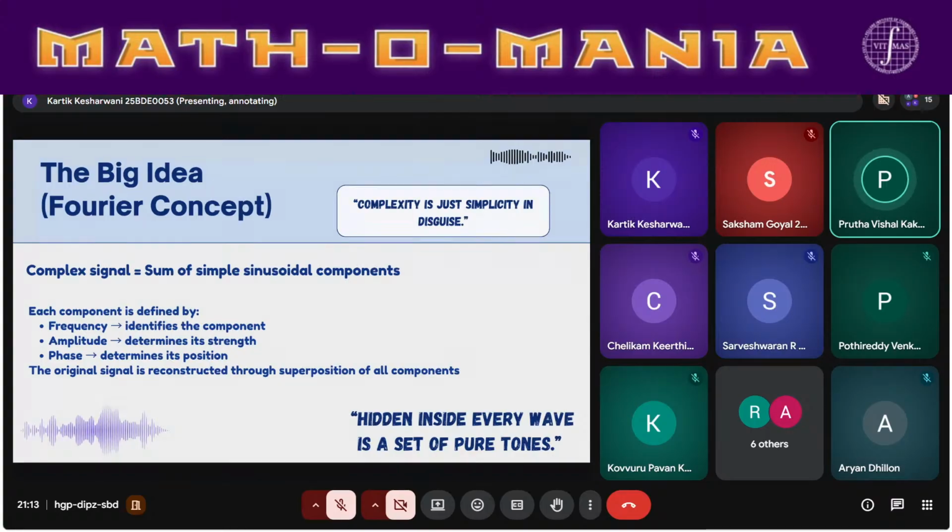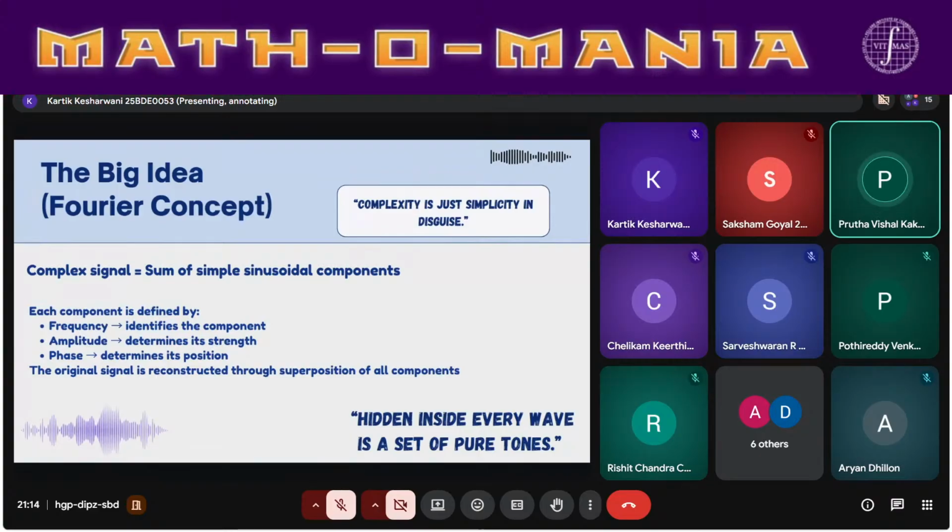Each of these simple waves has certain characteristics. It has a frequency, which tells us how fast it oscillates, an amplitude, which tells us how strong it is, and also a phase, which tells us its position or shift. By combining many such waves with different frequencies, amplitudes, and phases, we can reconstruct the original complex signal. And this is what makes Fourier analysis so powerful. It doesn't just break signals into parts, it gives us a structured and meaningful way to understand them.